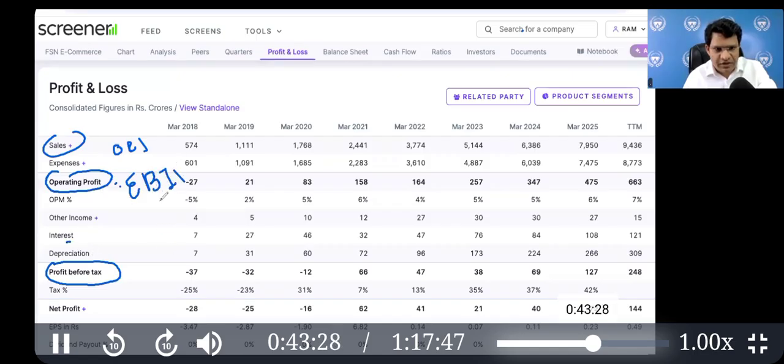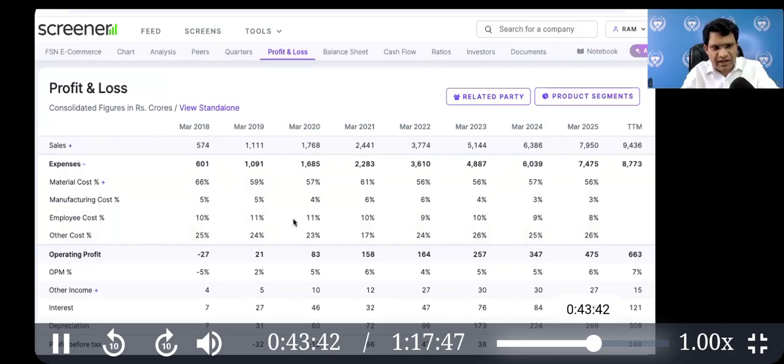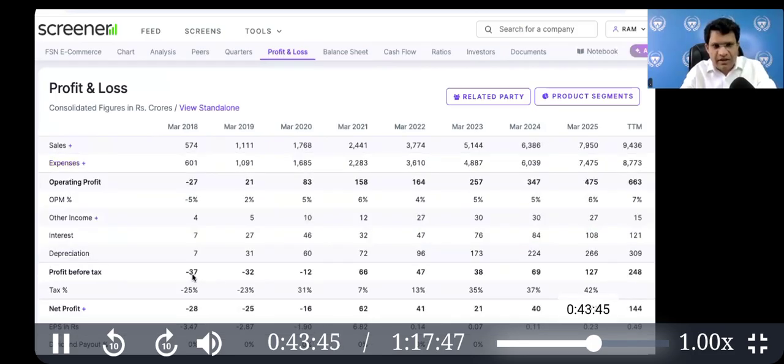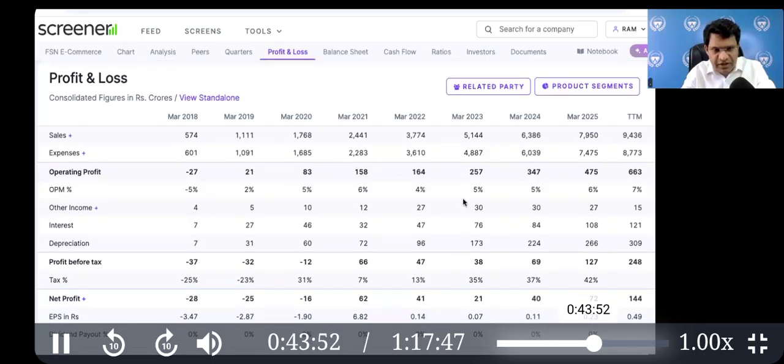Now see it is shown here, but anyway, it is their format. Conceptually you should remember that operating profit excludes the depreciation as well. Go and see the profit before tax. Initially it was making losses. Now it is making profit. Net profit you can see here, loss.